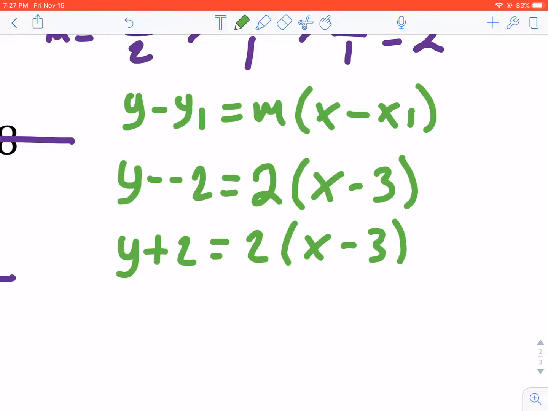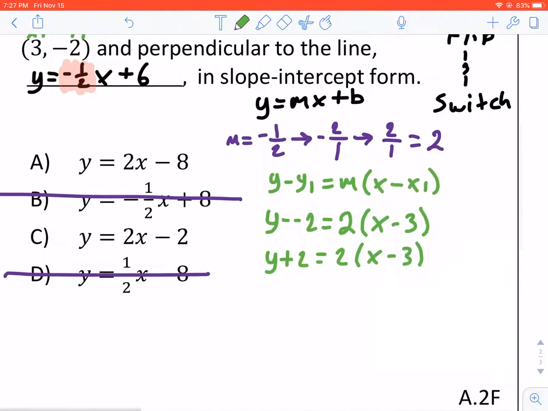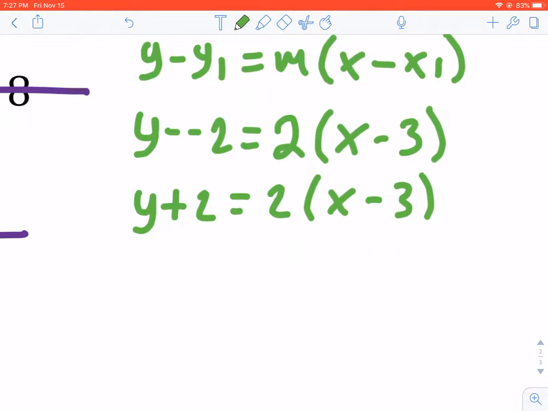It doesn't look janky in any way. Now we're going to try to solve for y because we're trying to get it in slope-intercept form, which is what it was asking for. So the first thing we've got to do is distribute.